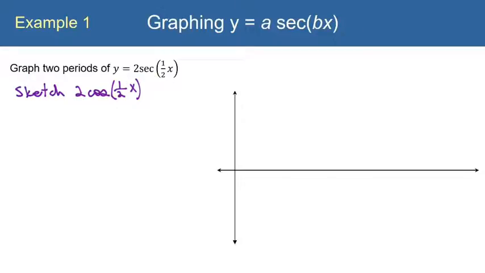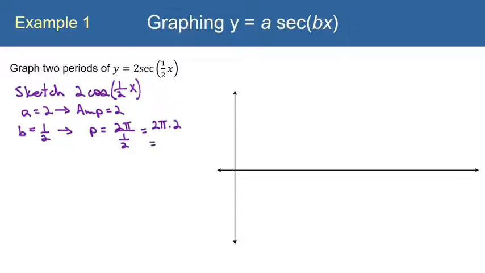Okay, now when we were drawing things like this, we would start by looking at the A. So A is 2, that means amplitude is 2. B is 1/2, that means period, remember, is 2 pi over B. So that's going to be 2 pi over 1/2, which is 4 pi. Because remember, to divide by 1/2 is to multiply by 2. Alright, there is no phase shift here because we don't have a bx minus d or anything like that.